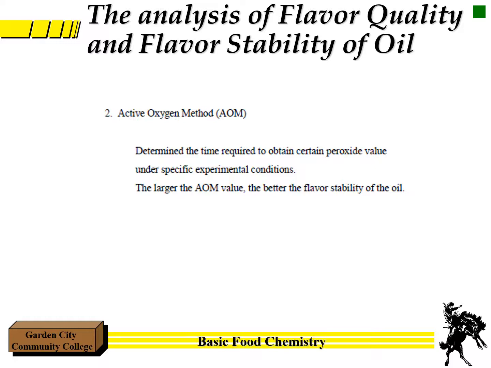There's also the active oxygen method, which is basically determining the time that's required to obtain certain peroxide values under a specific experimental condition. But the larger the AOM, or active oxygen method value, the better flavor stability of the oil. So it's not going to be broken down as much. They can look at that if they're going to market a new type of oil and look at the active oxygen method and say, is it going to break down quickly or not at all?